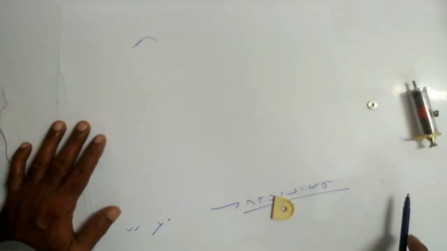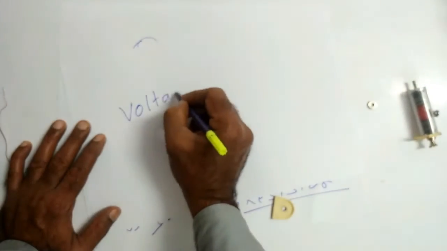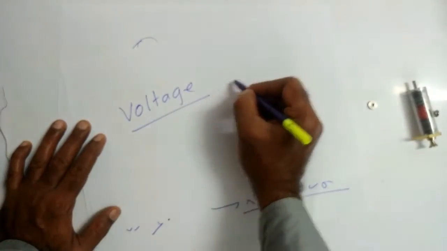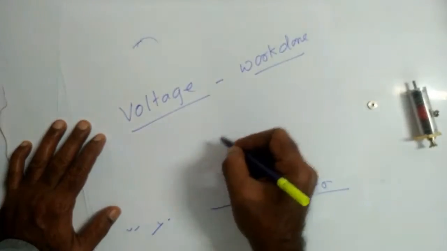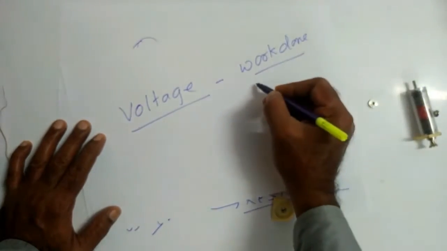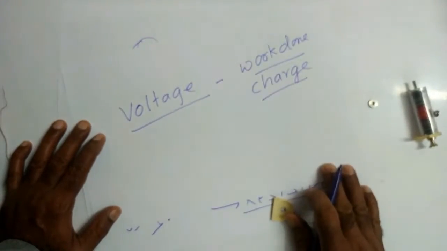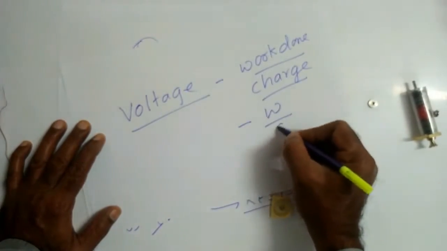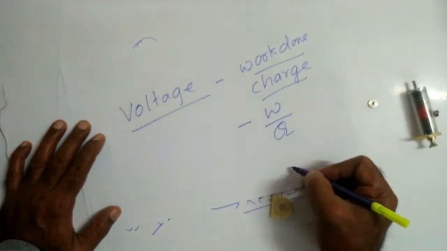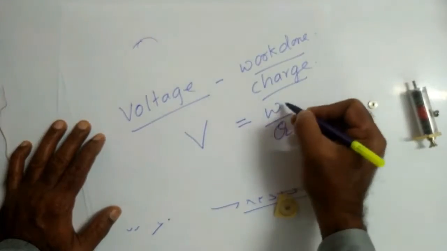Let me take a new paper here. Voltage is work done, or potential difference it is called. Actually it's a work done. But work done to do what? To carry unit positive charge. It's a work done by charge. If you make W for work done, Q will be for charge, coulombs, and here joules. So V is equal to W by Q.